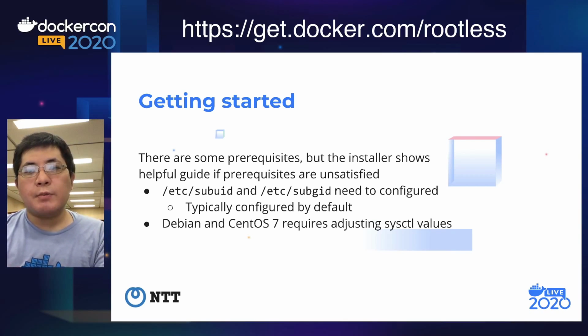But there are some prerequisites depending on the host OS. Especially, you need to have /etc/subuid and /etc/subgid to be configured for your own user account. But typically, these files are configured by default, so you don't need to care about them. And also, if you are using Debian or CentOS 7, you need to configure some sysctl values, but the installation script shows a helpful message if the prerequisites are not satisfied.